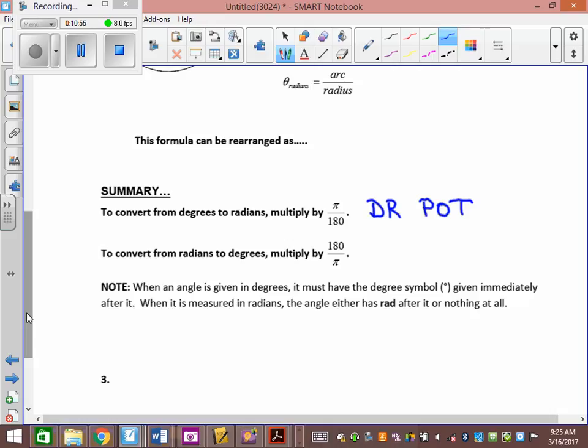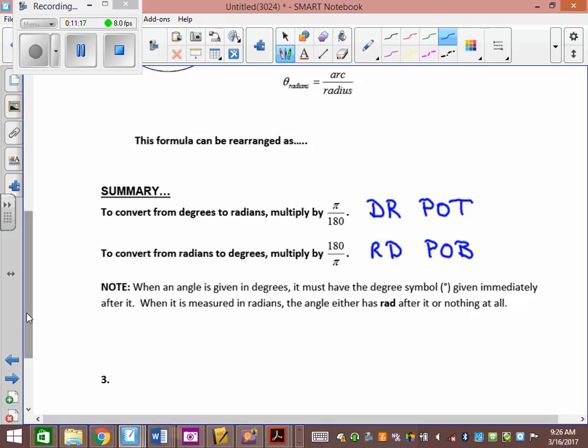If you have degrees and you're going to radians, pi on top. So you're going to multiply by pi over 180. And then radians to degrees, pi on bottom. RD Pob, some people memorize. I just remember that if for degrees to radians, pi's on top, then the other way, pi's on the bottom. I don't choose to memorize that one, but if you really want to, you can.